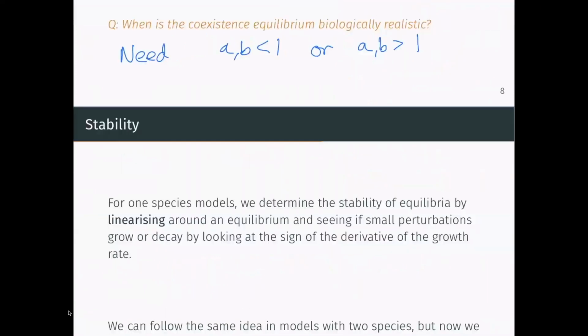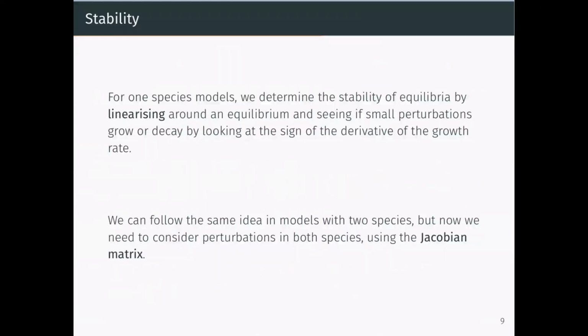Okay, let's think about stability now. In our one species models, we linearized around our equilibria, essentially turning our nonlinear problem into a linear problem, or approximating, and then seeing if any small perturbations, small movements away from our equilibria, would grow or decay. And we did that by looking at the sign of the derivative of our growth rate.